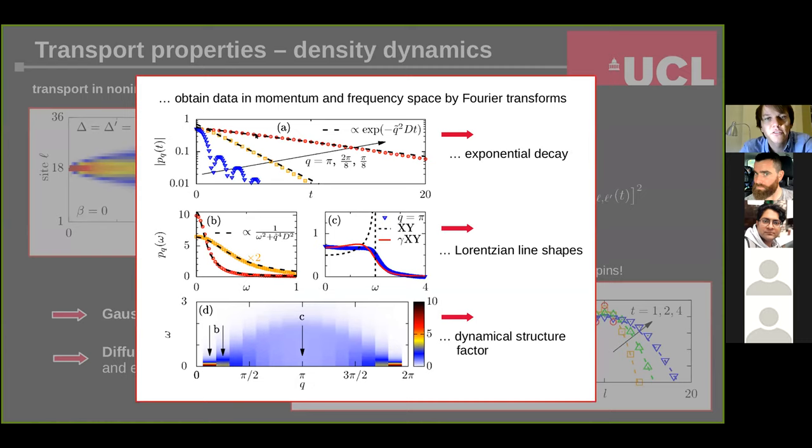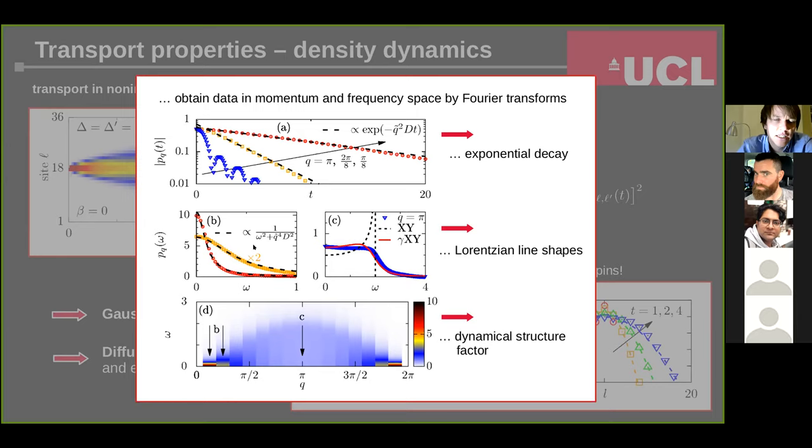And in the case of diffusion, you, for example, expect that these density modes, the different momenta Q, decay as exponentials for small momenta. And if you then go to frequency space, then you find these Lorentzian line shapes at small wave numbers. And you can also plot this in this form, which you might have seen if you look at data from inelastic neutron scattering or so. This is often called the dynamical structure factor. So you have this color plot as a function of the momentum and the frequency. And here for small momenta, you see exactly these Lorentzian line shapes. And then in the center of the Brillouin zone, you have this broad excitation continuum because this is all data at effectively infinite temperature.